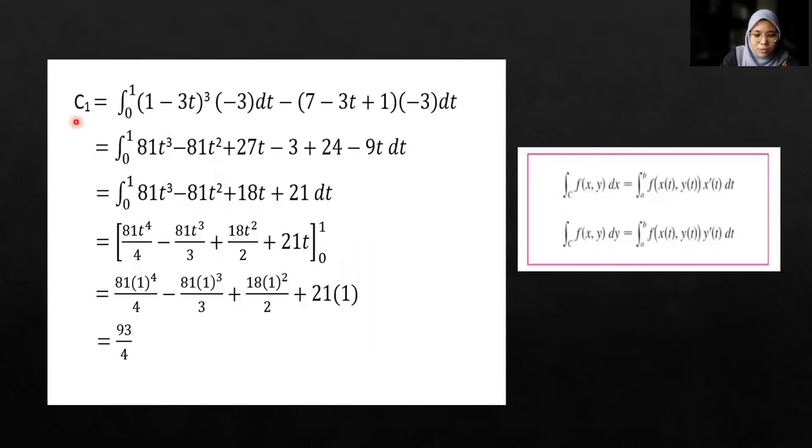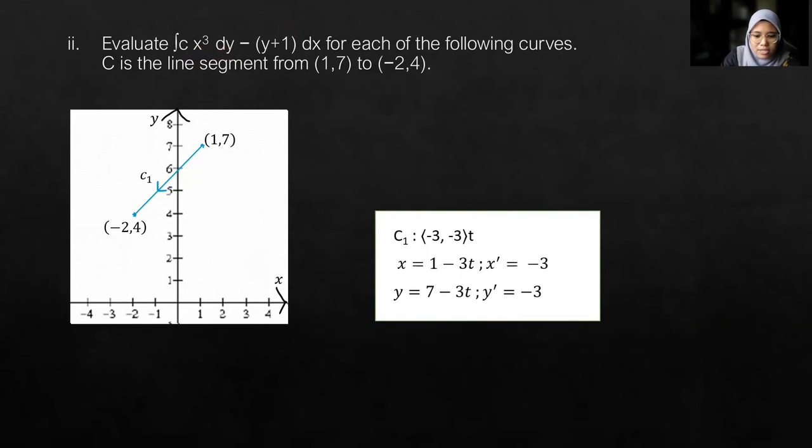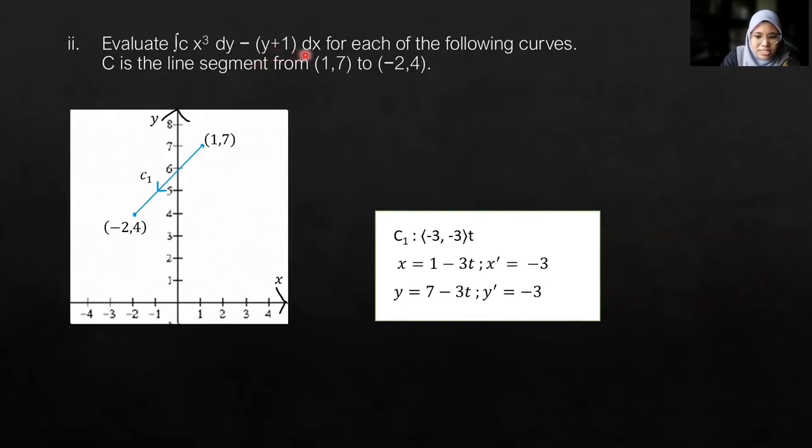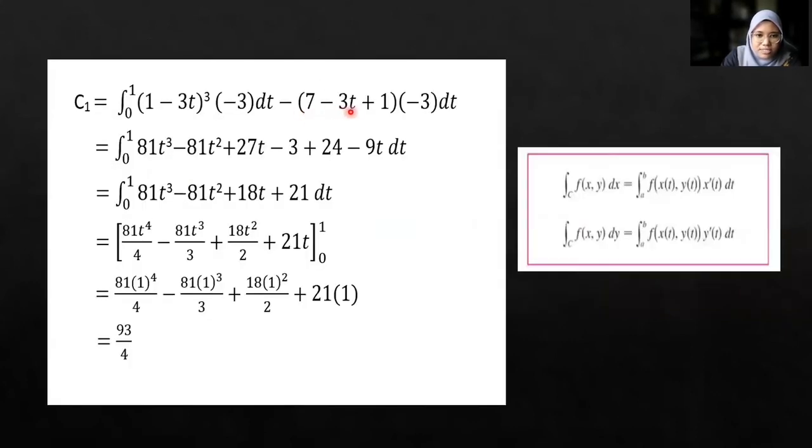To integrate C1, we get x cubed dy, which is (1 minus 3t) cubed times negative 3 dt. And for (y plus 1) dx, we get (7 minus 3t plus 1) times negative 3 dt. And then we expand this equation and simplify, we get 81t cubed minus 81t squared plus 18t plus 21 dt. Integrate, and then the final answer, we get 93 over 4.